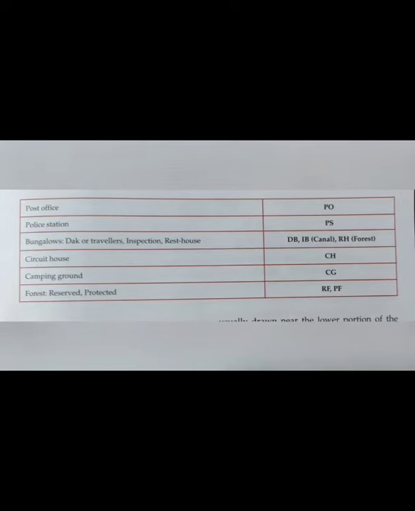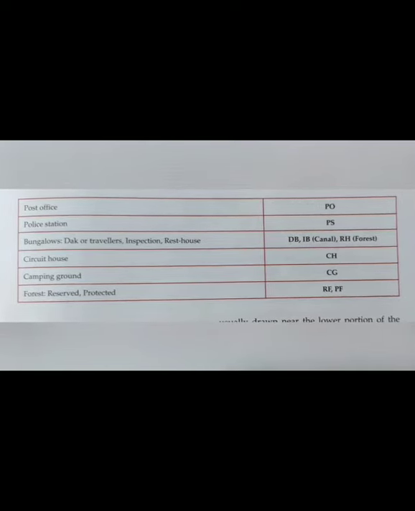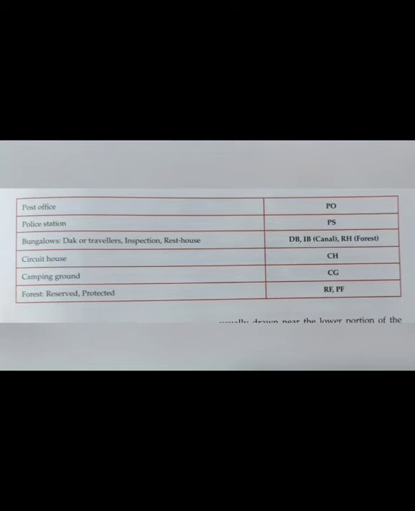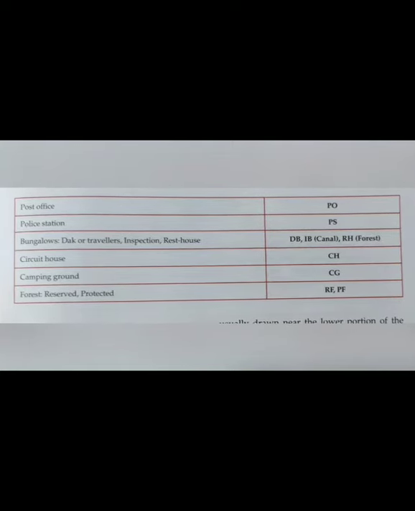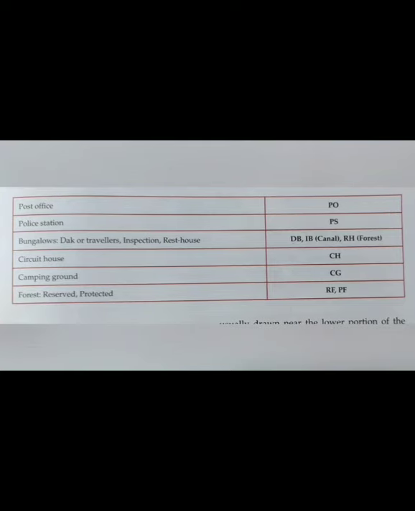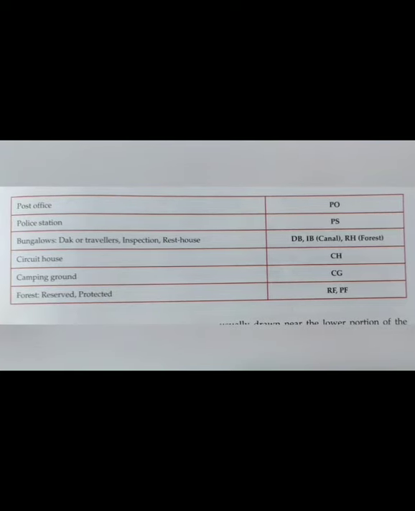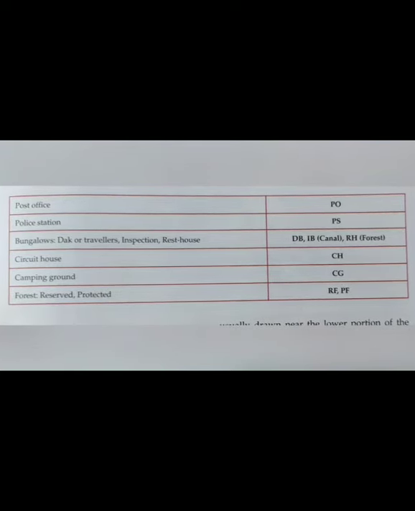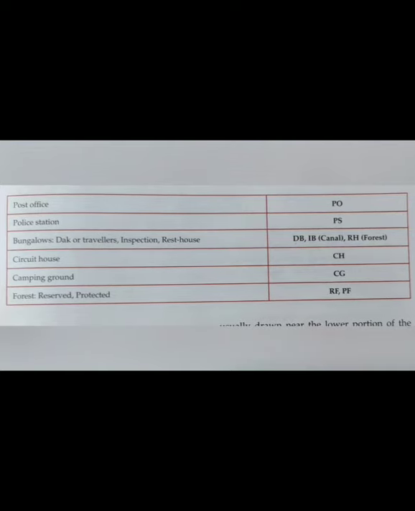And some abbreviations are here. This is a post office, PO; police station, PS; reserve forest, RF; protective forest, PF; circuit house, CH.